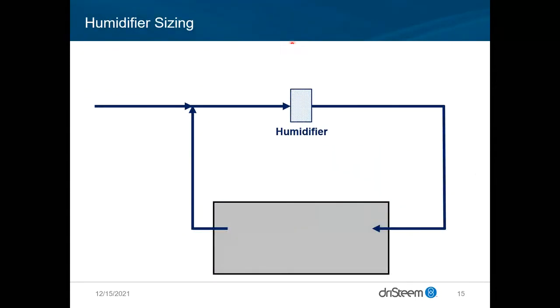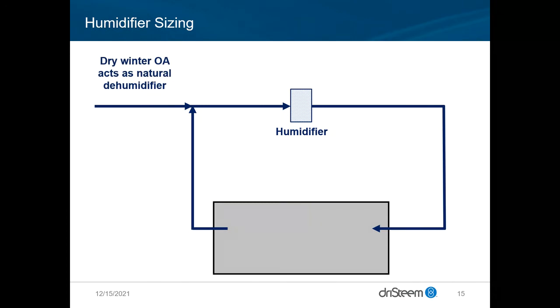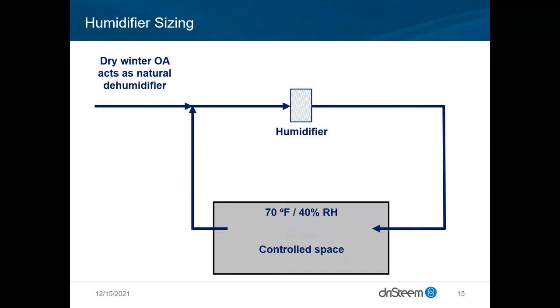Want to go through the sizing of equipment here real quick. If we were to look at a typical HVAC system with return air and outside air, the most important thing to learn is that humidifier sizing is only done on the amount of outside air. Anything that's returned is going to be already at that design condition. In this example, 70 and 40.